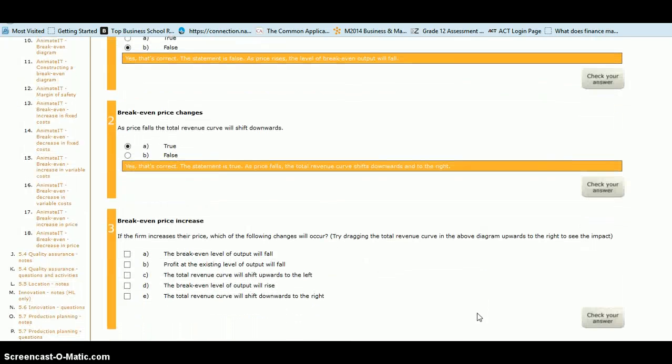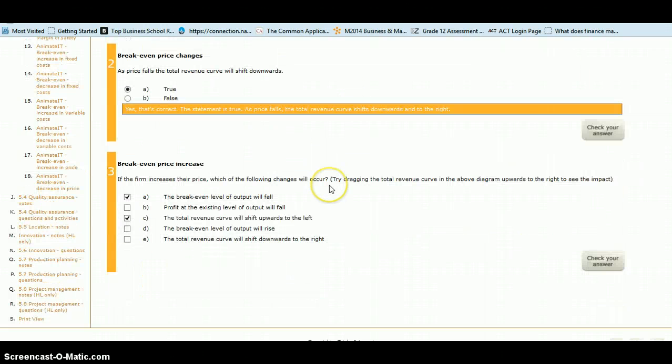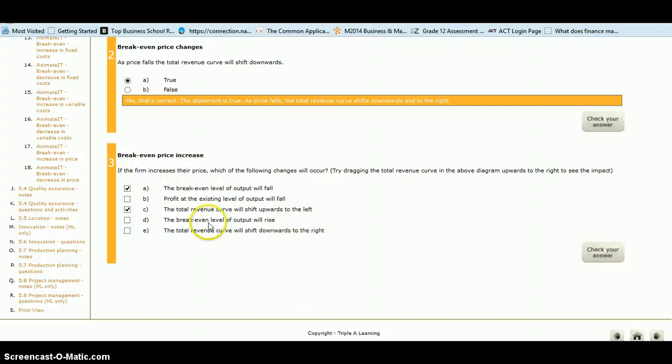Yeah. And so finally, this last one is, if a firm increases their price, which following changes will occur. So if a firm increases price, the break-even level of output will fall, and profit at the existing level of output will fall. No, this is not true. And the total revenue curve will shift upwards to the left. Yes, this is true. Because the price increases, then the total revenue will shift leftwards, and as I said earlier, the break-even level of output will also fall because, as I showed with the maze, it will be quicker for a firm to reach the break-even point and then be able to generate profit from there. And D and E are also false, as I've just read.